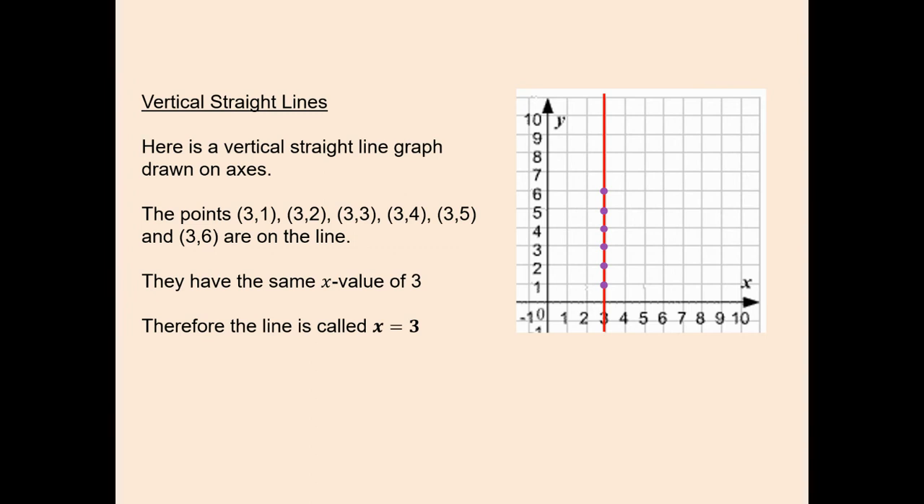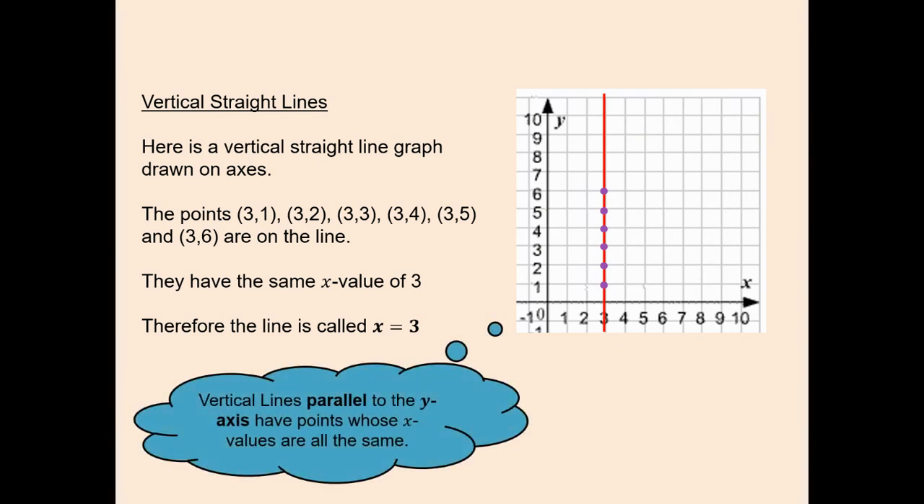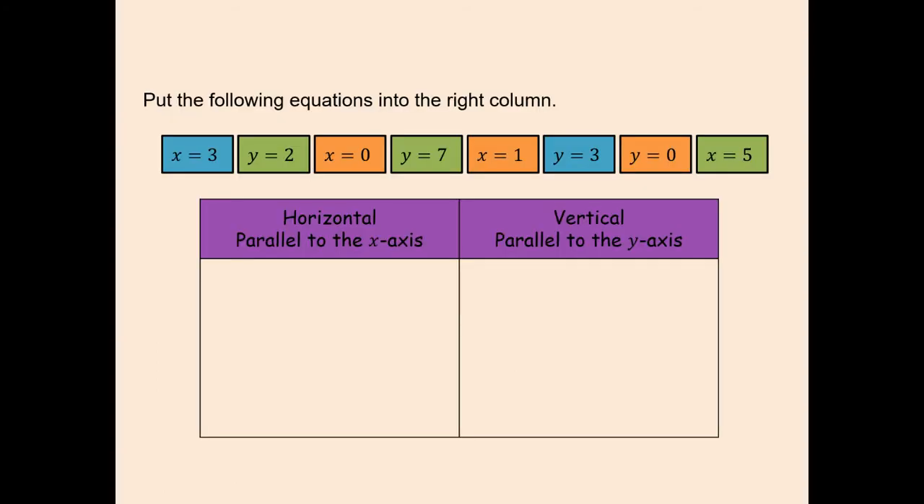And it's not only those 6 points that we picked. For any point on that line, the x coordinate will be the same. It would always be 3. So vertical lines parallel to the y-axis have points whose x values are always the same.